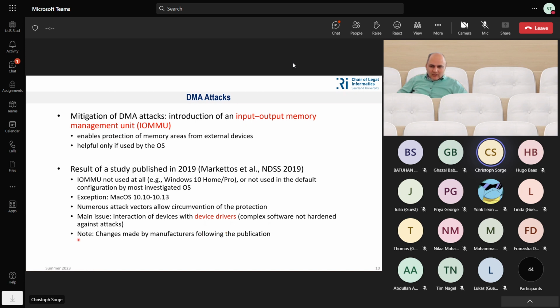Though, as I said, some changes were made by the manufacturers. So nowadays, I believe all the operating systems will use the IOMMU at least. So the security standard has been increased following the publication, as it usually happens after such a study is published. But the main issue here still remains.